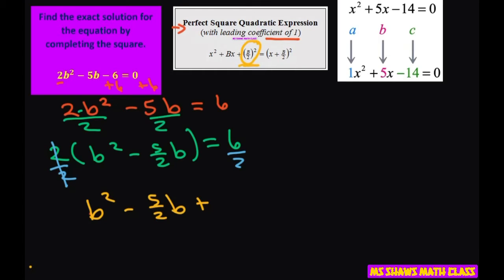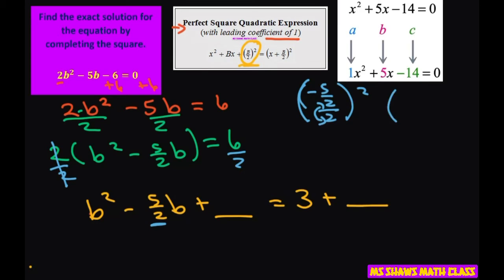Our lead coefficient is now 1, and what we're going to add to both sides of the equation is b divided by 2 squared. So I'm just going to put a little blank for that, equals 3. Whatever we add to the left-hand side of the equation, we also have to add to the right-hand side. So we're going to take our b, which is negative 5/2, divide that by 2, and square. Remember, dividing by 2 is the same as multiplying by 1/2. So this is just negative 5/4 squared. And that gives you 25 divided by 16.